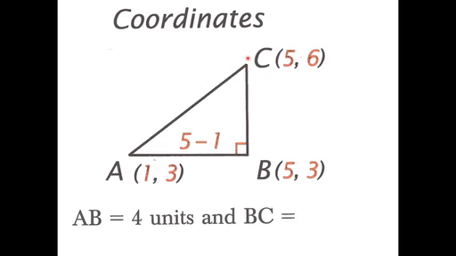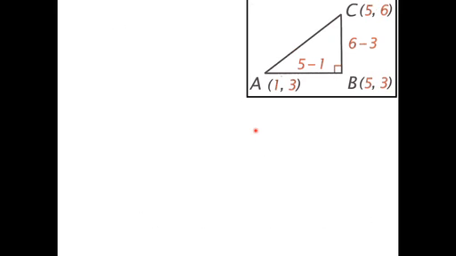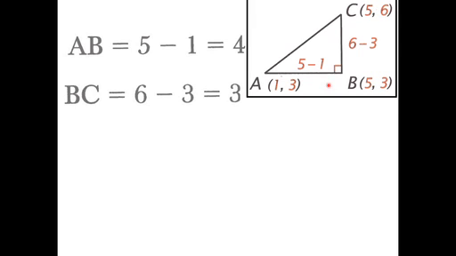Going from B to C, now we're going in a positive direction. We can't subtract the 5s. That makes no sense. So we're going to find the positive number difference here, 6 minus 3. And we end up then with distances like this. 5 minus 1 is 4. 6 minus 3 is 3.